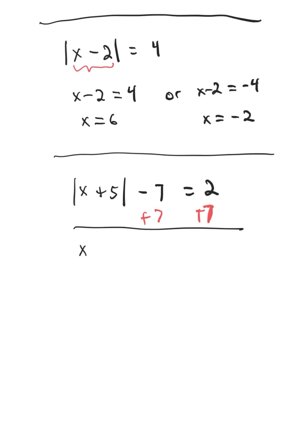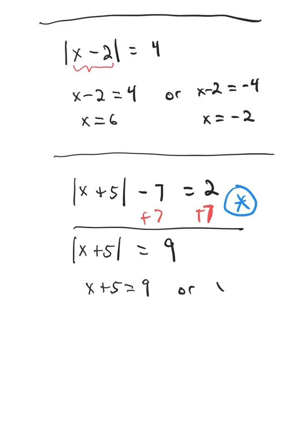So that would be the absolute value of x plus 5 now equals 9. Now you can break it up into the two equations, 9 and -9. So that's a key step here. I'm going to put a star by that. When you have something outside the absolute value, you've got to deal with that first and then split it into the two equations. So this would be x plus 5 equals 9, or x plus 5 equals -9.